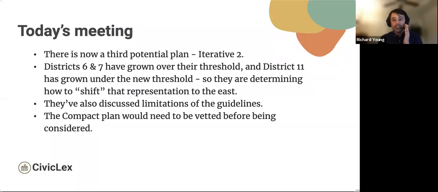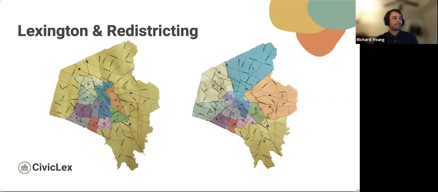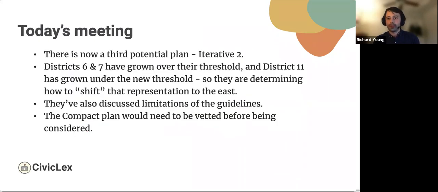There are also some limitations, and really limitations isn't the right word. It's just some complications that the guidelines present. One of the guidelines is to not split up a voting precinct over a major road or thoroughfare, and there are some complications that come with that. The last one is that the compact plan, which was this plan right here, needs a little bit more vetting. It's going to be vetted by council before it would be formally considered.